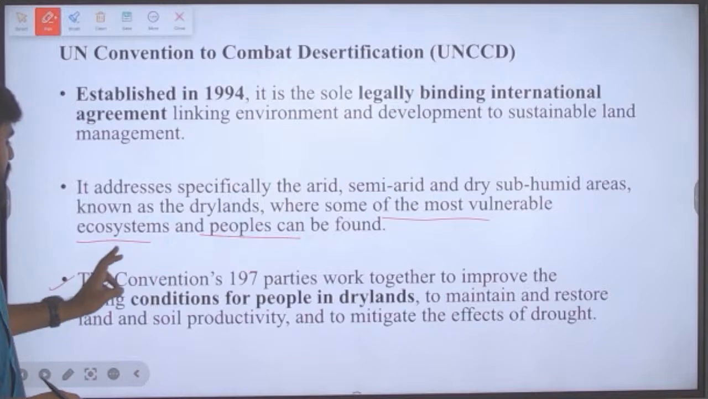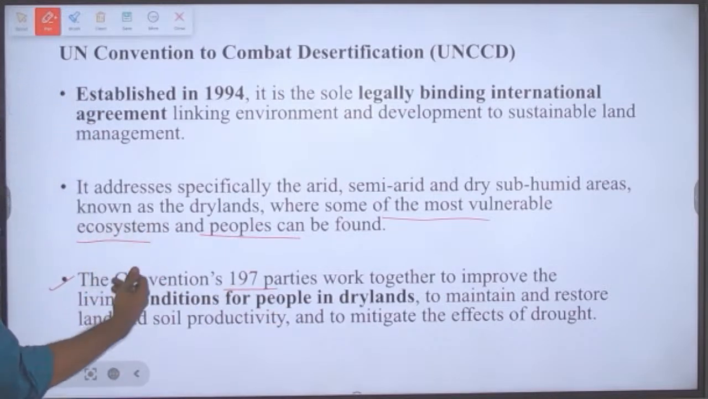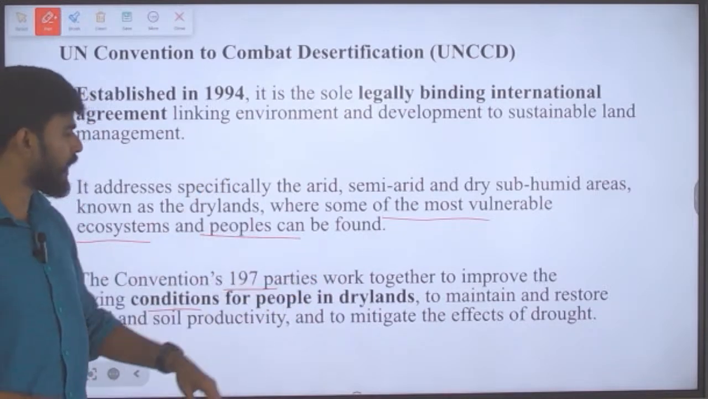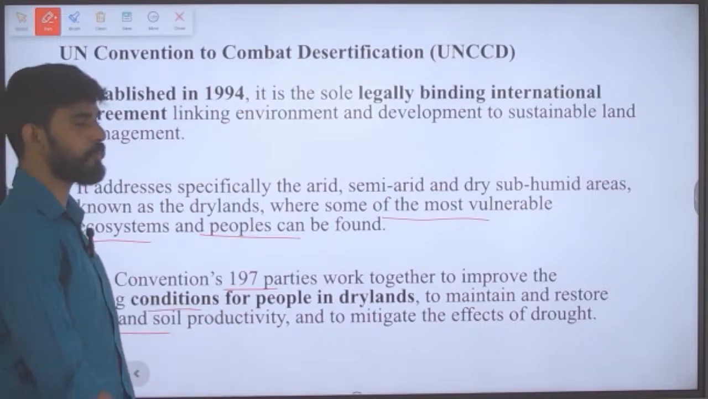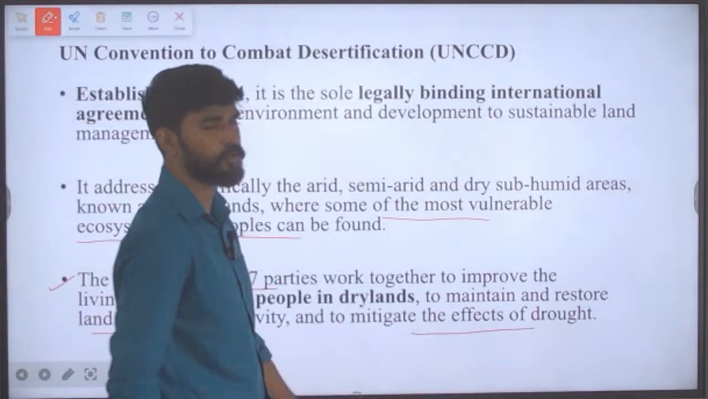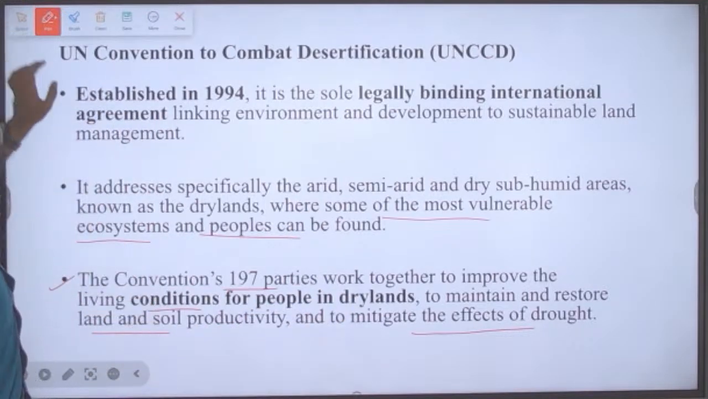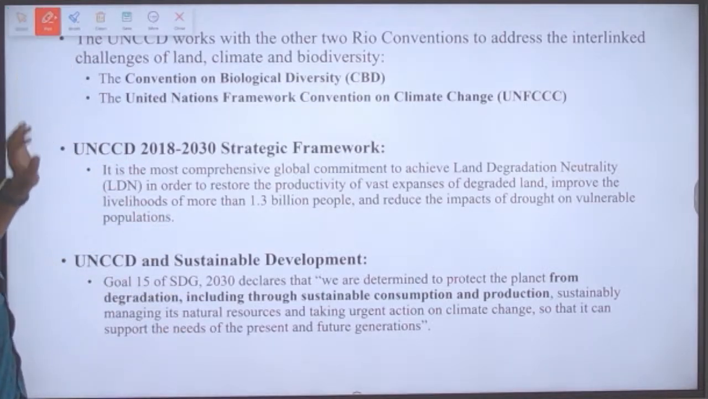Next, this convention has 197 parties working together to improve the living conditions of the people in these drylands, to maintain and restore land and soil productivity, and also to mitigate the effects of drought. That is why this convention has been adopted, and this convention actually works along with two other conventions. So it works with two other Rio conventions.